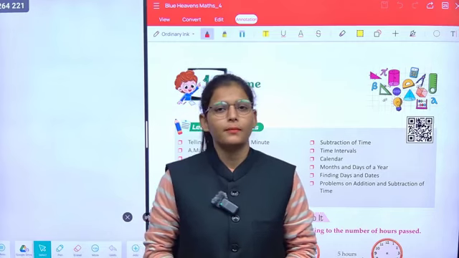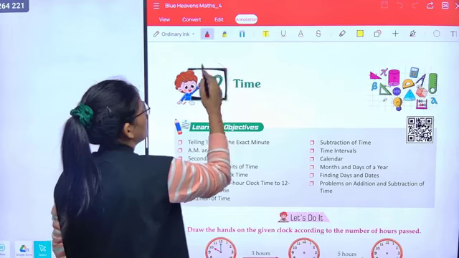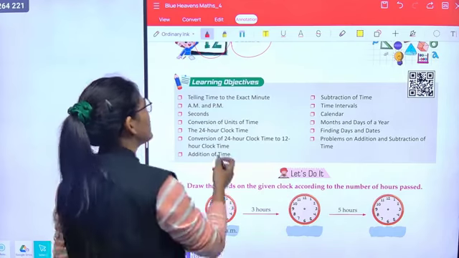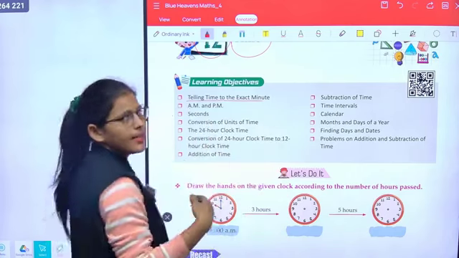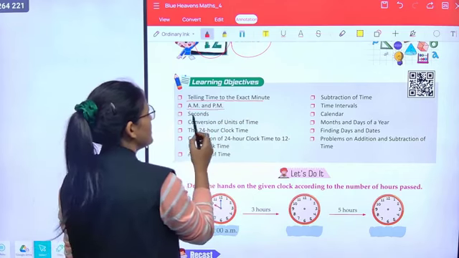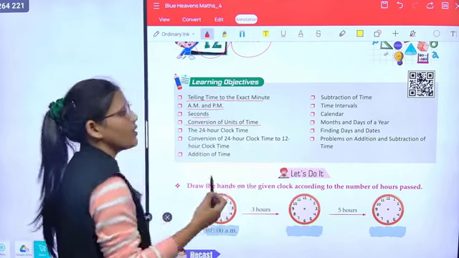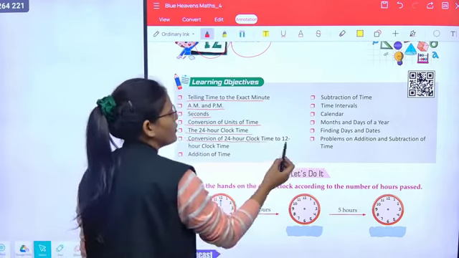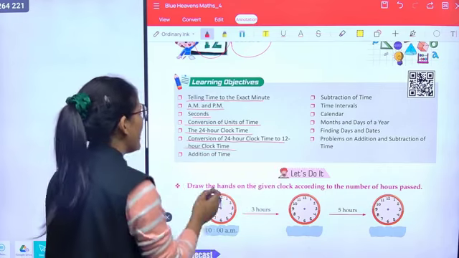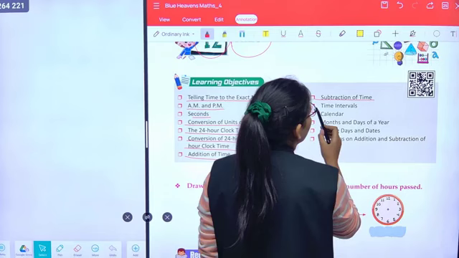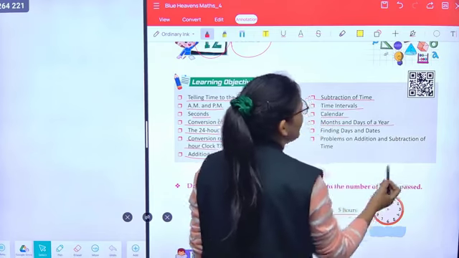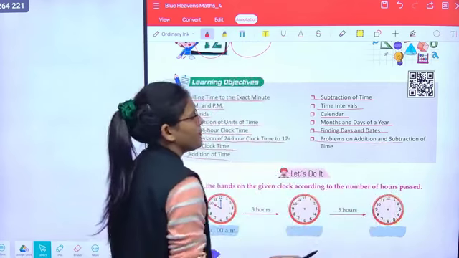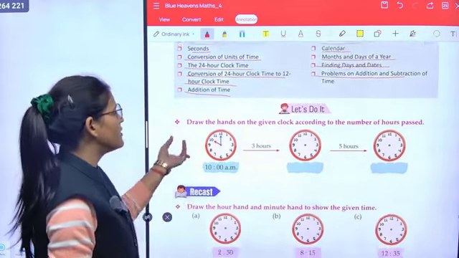Students, today we will learn chapter number 12, that is time. Our learning objectives are telling time to the exact minute, AM and PM, seconds, conversion of units of time, the 24-hour clock time, conversion of 24-hour clock time to 12-hour clock time, addition of time, subtraction of time, time intervals, calendar, months and days of a year, finding days and dates, problems on addition and subtraction of time. Now let's start the chapter.